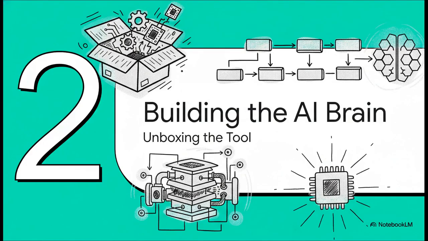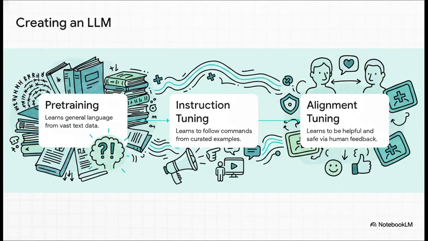To really get this, we need to kind of pop the hood and see what's going on inside. So let's think of this next part as unboxing the technology, so we can see exactly how one of these AI brains is actually built. It pretty much boils down to 3 key stages. First, you have pre-training, which is where the model just learns the basic patterns and rules of language. Then there's instruction tuning, where you teach it to actually follow commands. And finally, you get to alignment tuning, and that's where it learns to be genuinely helpful and safe to use.